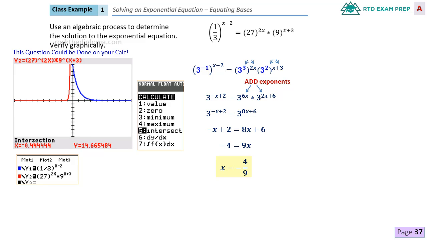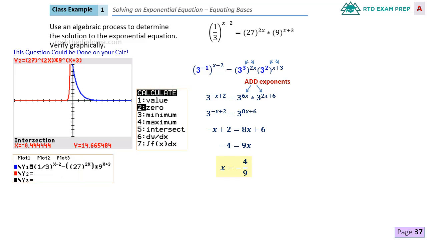To verify graphically, be sure to type the original expression from the left side of the equation and the original expression from the right side of the equation in as y1 and y2. Then we will calculate the intersection point, and the answer to our question will be the x coordinate of that intersection point. Alternatively, we could say that the left side of the equation minus the right side of the equation would equal 0, and so if we type it all in as y1, then we would calculate the 0 of the function.